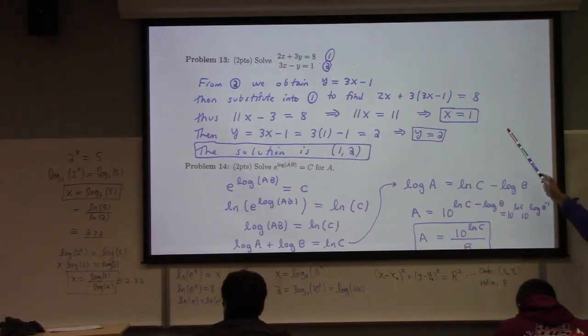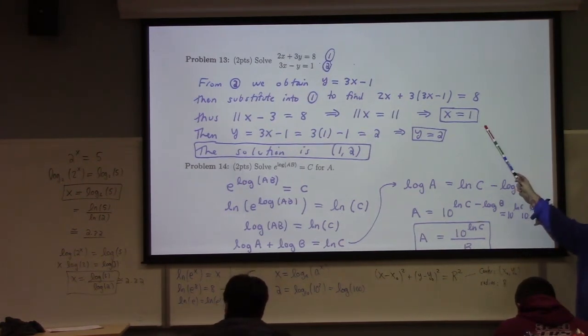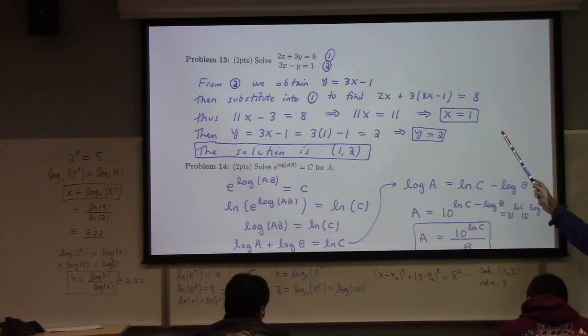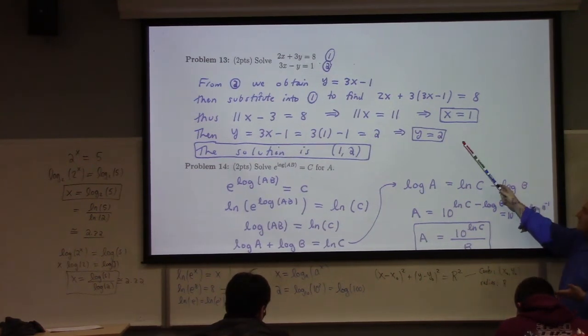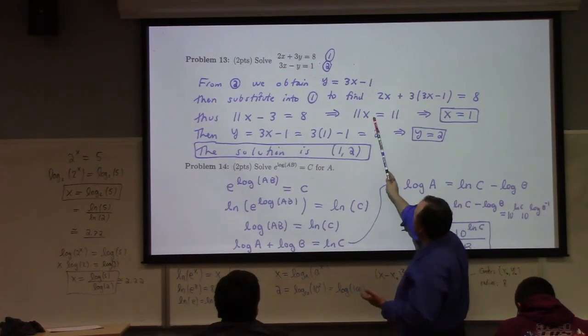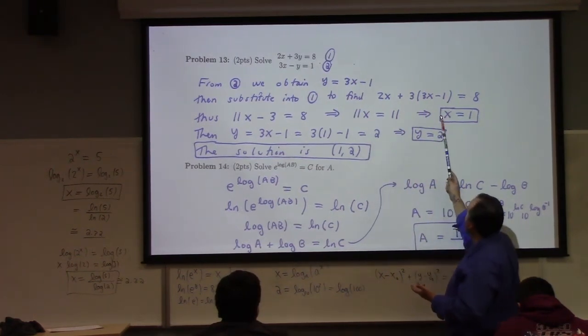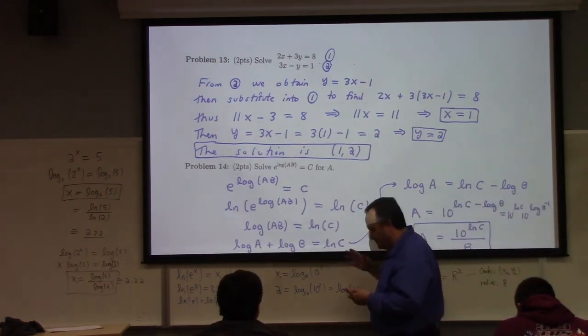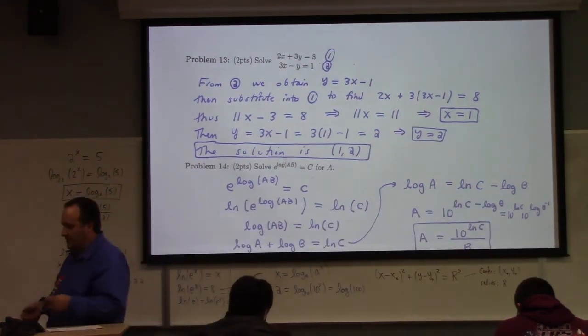So if you got this problem wrong, it's easy to get it right. What you've got to do is use substitution. Solve one of the equations for y, plug it into the other one. You'll get one equation just for x, which you can solve. That's all I did. I solved for y and plugged it into the other one. That gave me 11x equals 11, which gives me x equals 1. Plug into the other one, I get y equals 2. So problem 14.